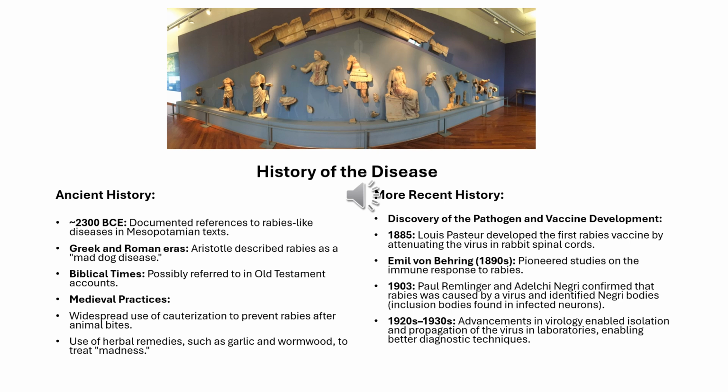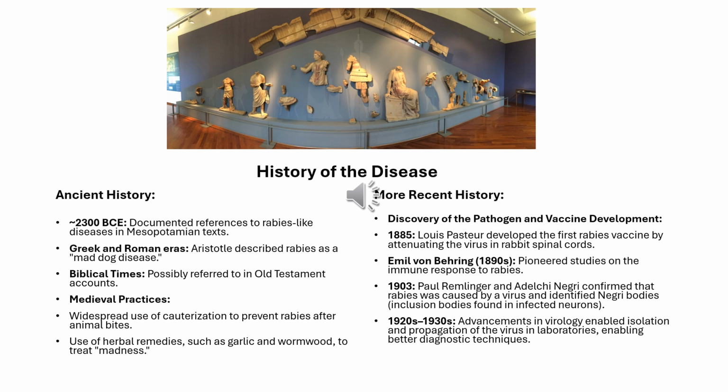During the Greek and Roman eras, Aristotle described rabies as a mad dog disease, which I think today we still associate rabies with dogs because quite commonly I feel like that's the main thing that we see with rabies today, people getting bitten by dogs who are not vaccinated. There's even a possibility that rabies was mentioned in the Old Testament.